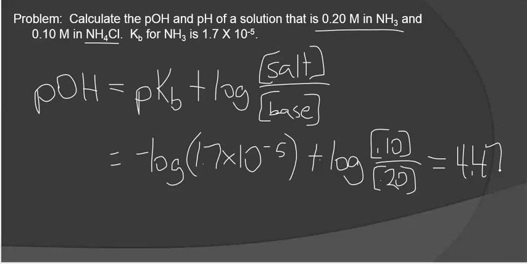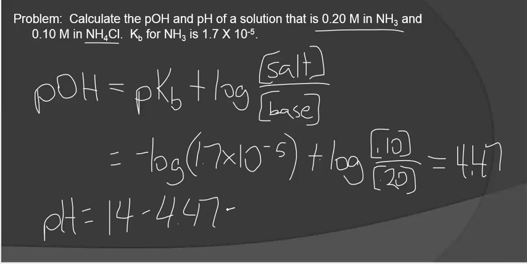And then if I want the pH as well, let's take 14 minus 4.47. So the pH, 9.53. When you use the Henderson-Hasselbalch equation, it is assumed that X is negligible. So you can use the Henderson-Hasselbalch. I just prefer to use the icebox method. You will get the same answer regardless of which method you choose to use.